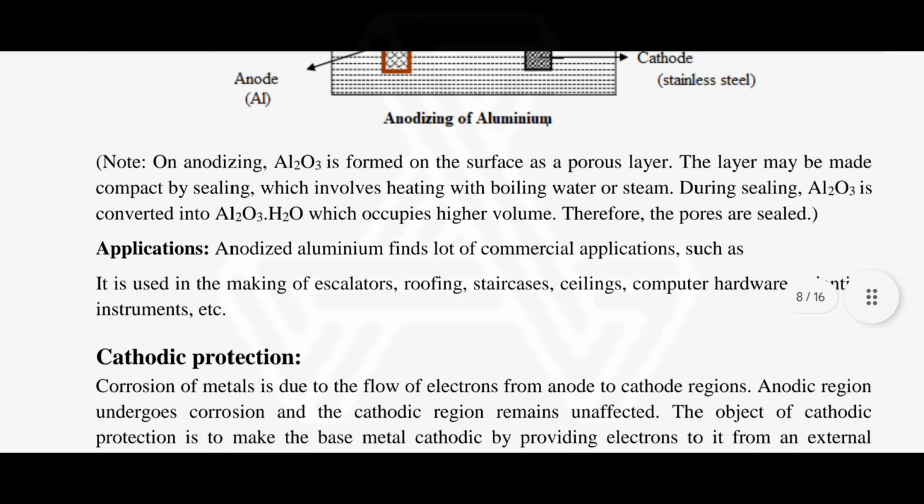Note: in anodizing, aluminium oxide Al2O3 is formed on the surface as a porous layer. The layer may be made compact by sealing, which involves heating with boiling water or steam. During sealing, Al2O3 is converted into Al2O3.H2O, which occupies higher volume. Therefore, the pores are sealed.